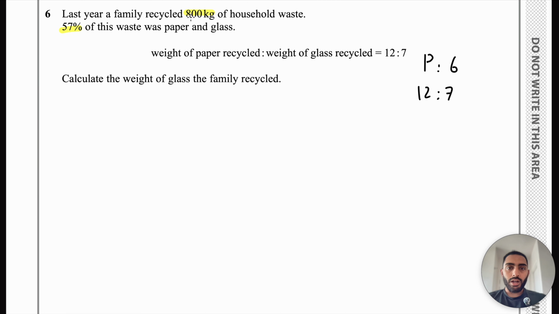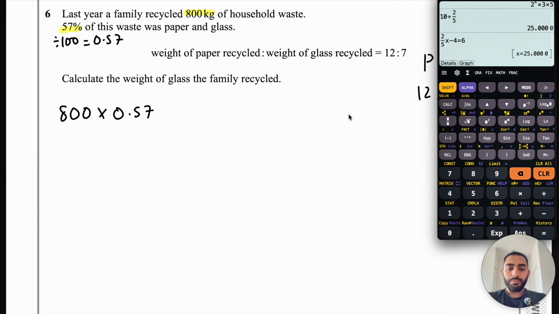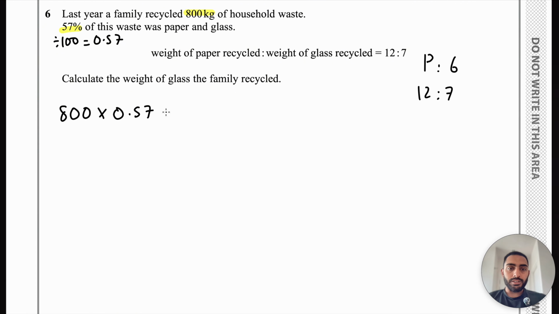First, let's work out how much waste was recycled altogether. To work out a percentage quickly, all we need to do is take the original number and multiply it by the decimal of the percentage. So 57% as a decimal. To convert it to a decimal, we just divide by 100. That would be 0.57. So 800 multiplied by 0.57 would give us 456. So 456 kilos is being recycled.